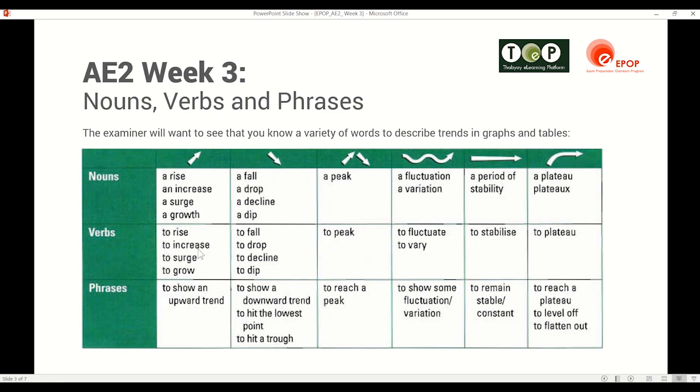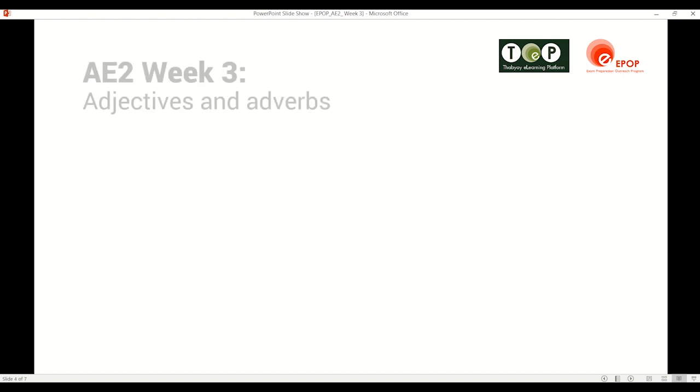Okay, so you have the equivalent verbs in the second row here for those nouns. And then finally, in the third row, you have a range of really helpful phrases to describe trends. So to show an upward trend, here to show a downward trend, to hit the lowest point, to hit a trough, to reach a peak. So again, I highly recommend you take some time to look at this table and really to learn as many as you can of these nouns, verbs, and phrases.